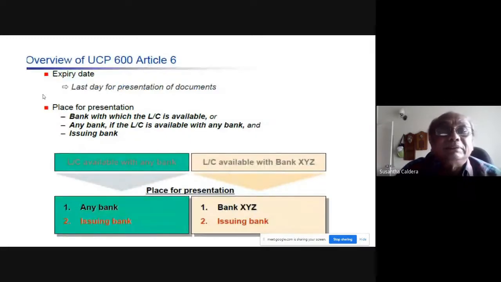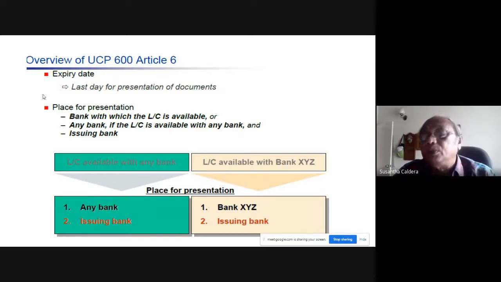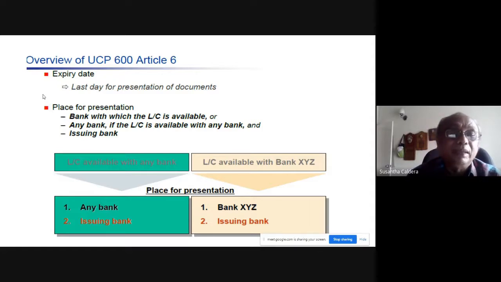Expiry date means the last day for presentation of documents. Place for presentation is the bank with which the LC is available, or any bank if the LC is available with any bank, and the issuing bank.